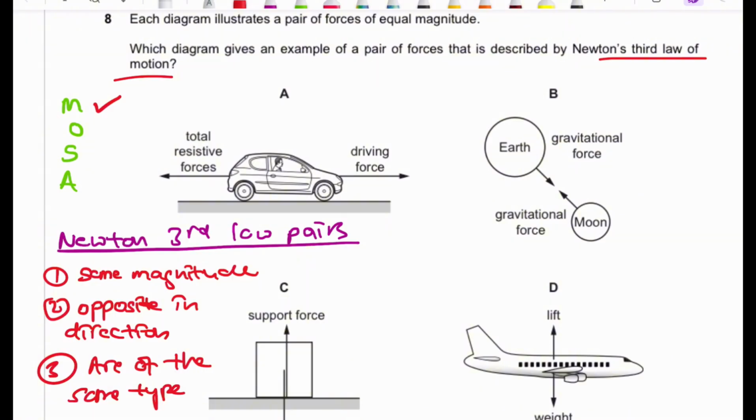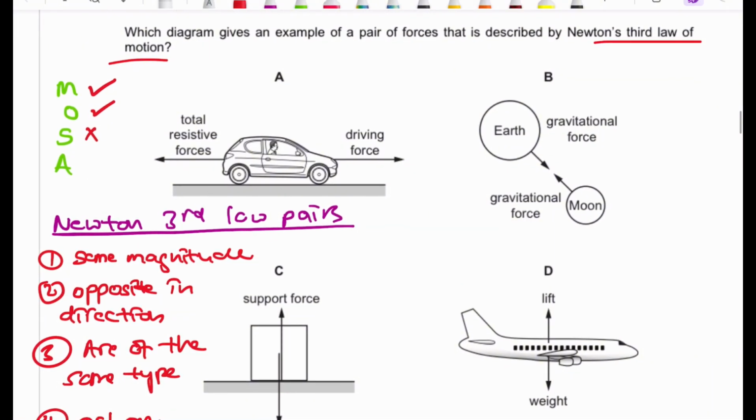Okay, are these two forces opposite in direction? Of course. Are these forces the same type? They're not exactly the same type, because this is a driving force, but this is a resistive force. So it's a bit tricky. Are they acting on different bodies? Not exactly, because they're all acting on this car. This car is producing the driving force, and the resistive force is also acting on that car. So this is not showing a pair of these forces.